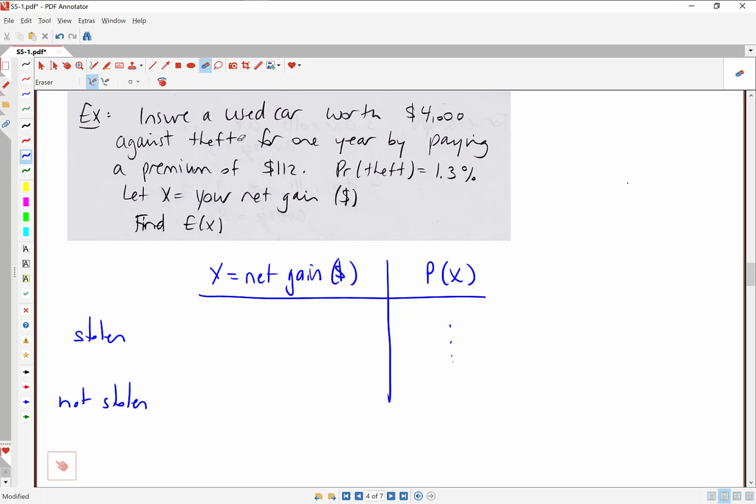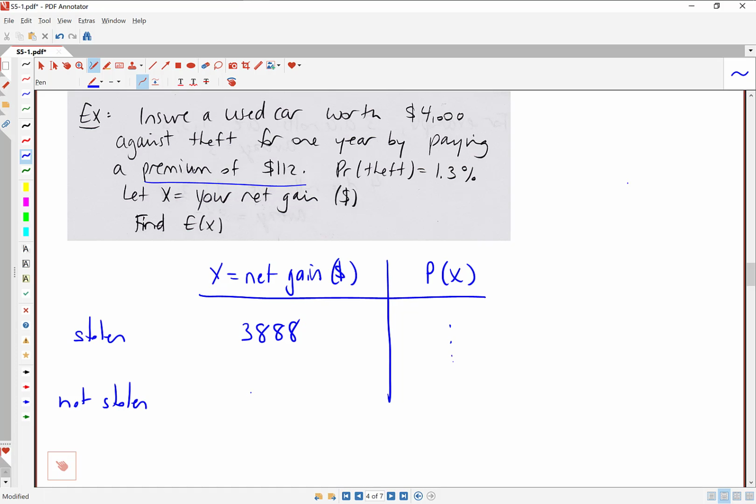So the net gain on the insurance policy. Okay, if the car is stolen, then you receive $4,000 from your insurance company, but remember that you had to pay a premium of $112 in order to get that policy. So you'd actually have $4,000 minus $112 at the end of the year if your car is stolen. So if we do that subtraction, $3,888 is your net gain in dollars if your car is stolen.